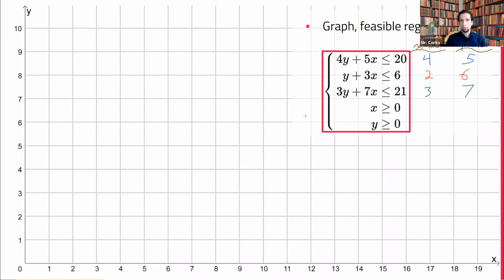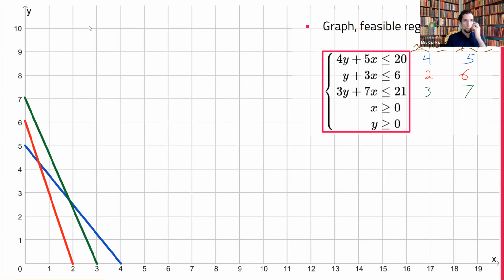All right, so we have intercepts. We can graph these. So our first one, 5 and 4. So here's our blue line, our red line is at 2 and 6 here, and our green line at 3 and 7 there. Okay, so shading is next. For each of these, are we shading above or below the lines?